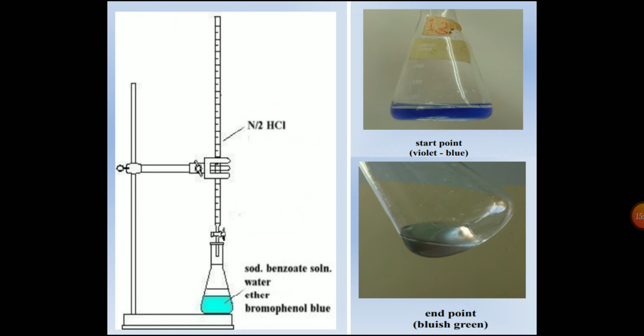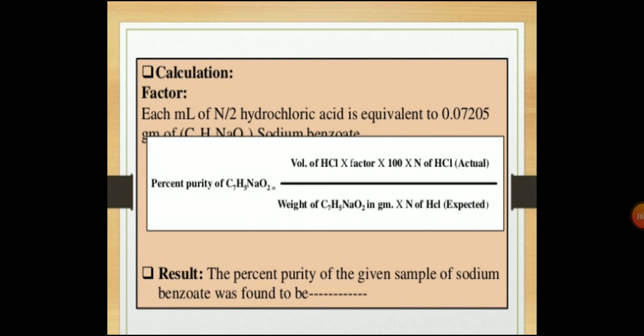See, these are the titration images. We have taken the burette sample. Then in a conical flask, we have taken the sodium benzoate solution, water, ether, and bromophenol blue, that is the indicator. First of all, at the start point we get violet, blue as the color change. Then at the end point, a bluish green color is observed. Okay, these are the observations.